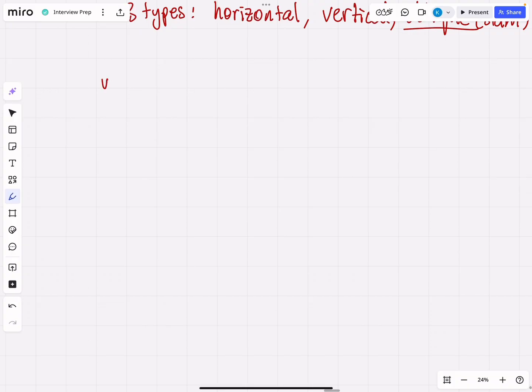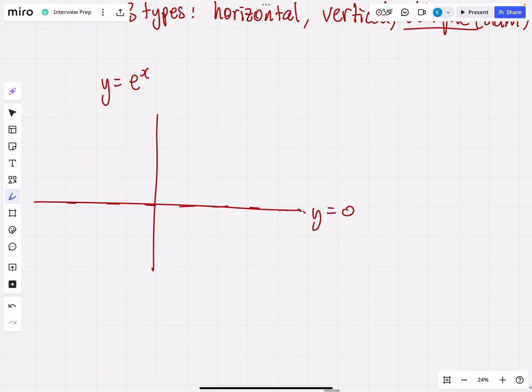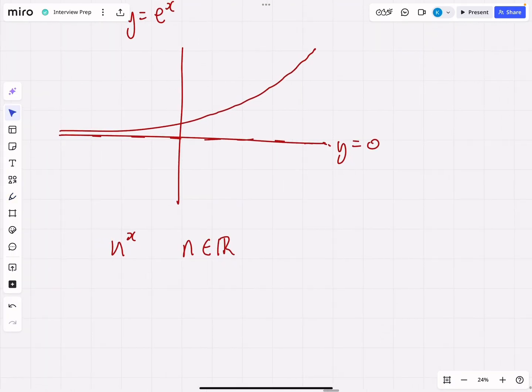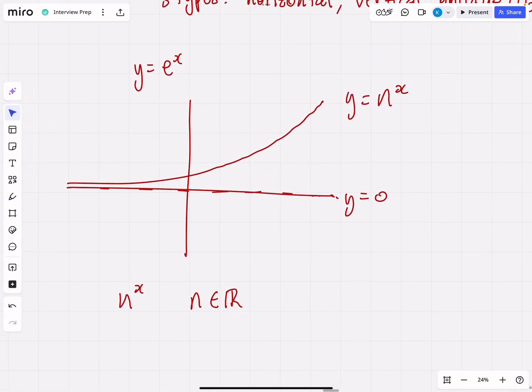So, for example, we had y equals e to the x. That has a horizontal asymptote at y equals 0, simply because e to the x is greater than 0 strictly for all x in the reals, right? If you raise any real number, let's say n, to the power of any real number, that will always be greater than 0 strictly. So the graph of y equals n to the x will always have a horizontal asymptote at y equals 0.